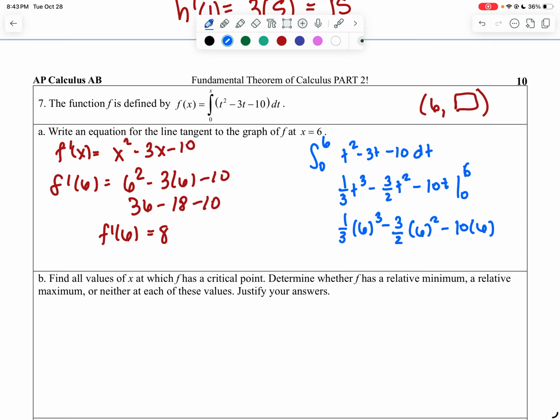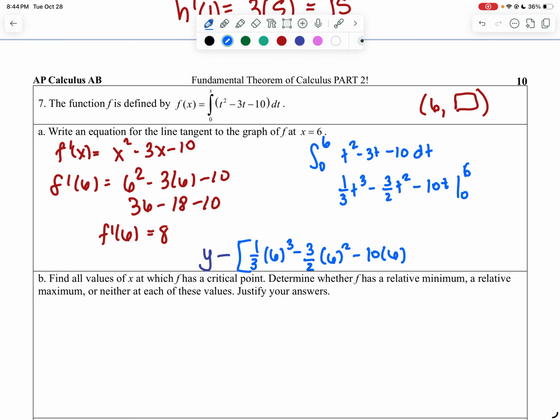Now, that's kind of nasty for me to simplify. Am I going to simplify that? No. Here's the reason. It's an FRQ, okay? So you are just going to say y minus this whole thing is equal to your slope of 8 times x minus 6. And call it a day. That's your equation of the tangent line. The AP graders will have to eventually simplify that to make sure that your answer matches up with theirs. But, you know, that's that.